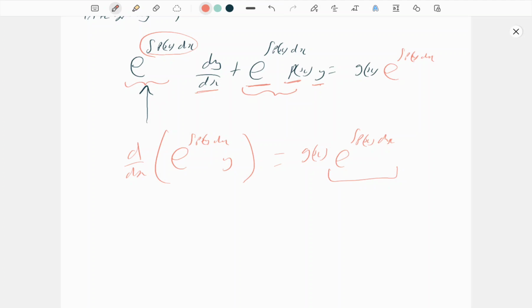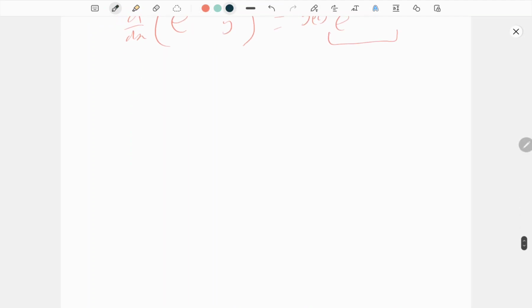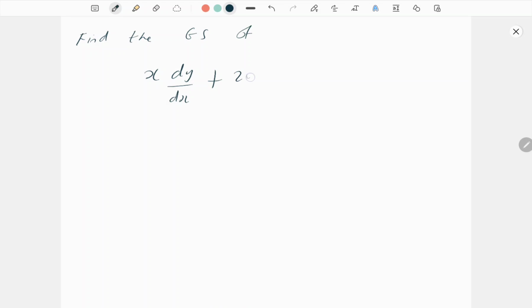Right, so let's put it into practice by trying it with a question. So imagine we want to find the general solution. Find the general solution of x dy by dx plus 2y sine x equals cos to the power of 4 x.